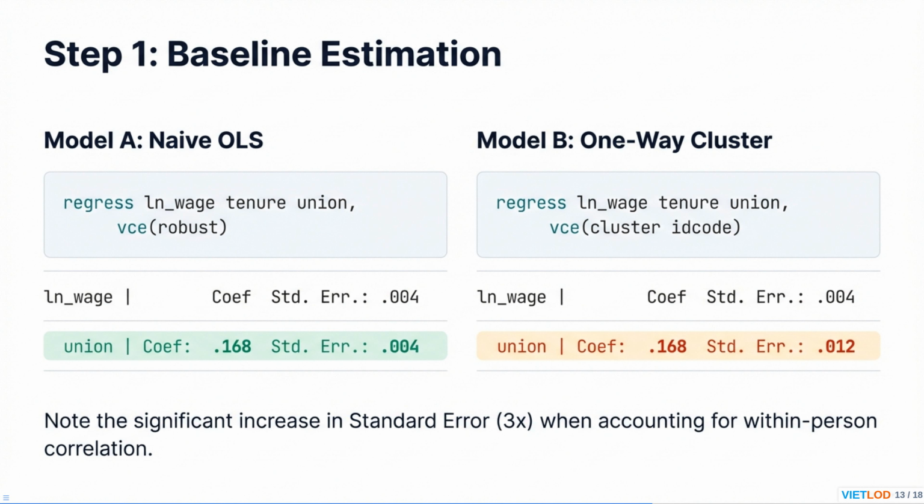However, if union members are concentrated in specific firms or are more affected by year-specific economic trends, failing to cluster by both person and year could lead to an incorrect conclusion about the union wage premium. Let's begin the analysis with some baseline models to see how the standard errors change as we add layers of complexity.